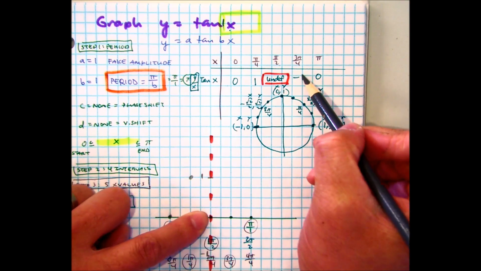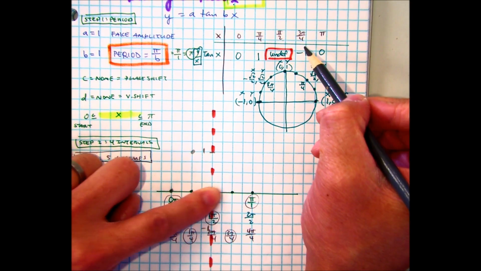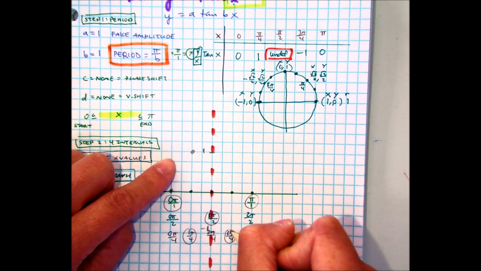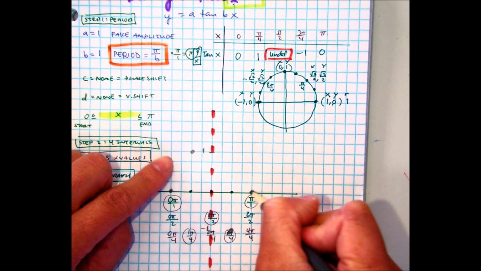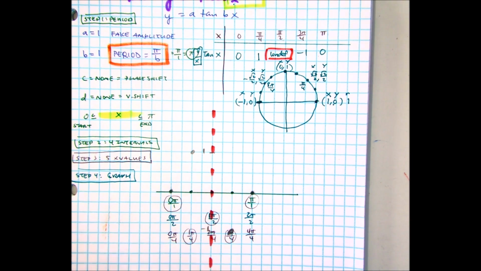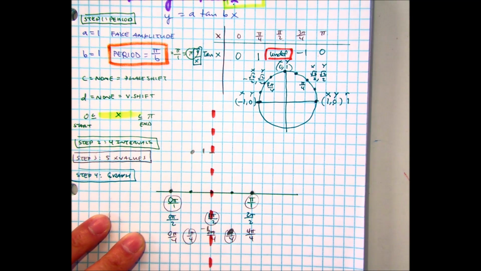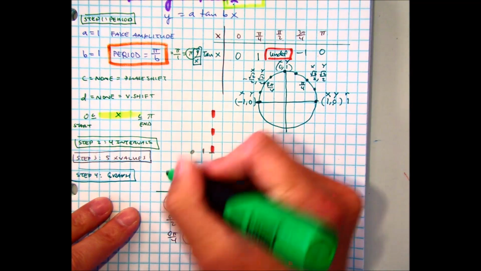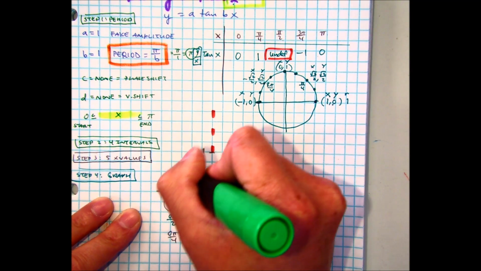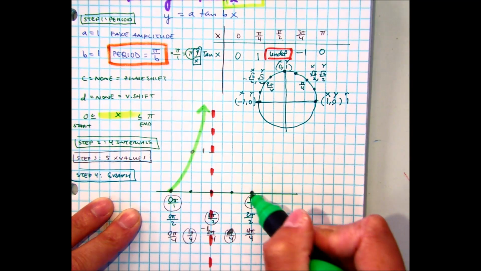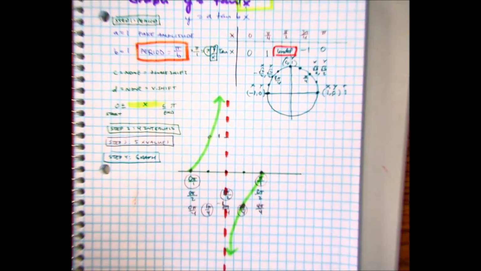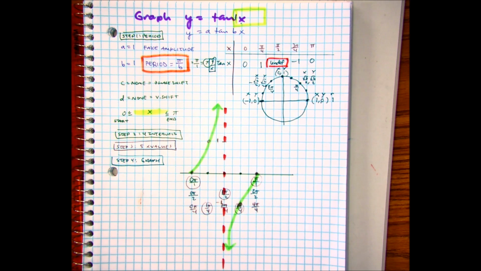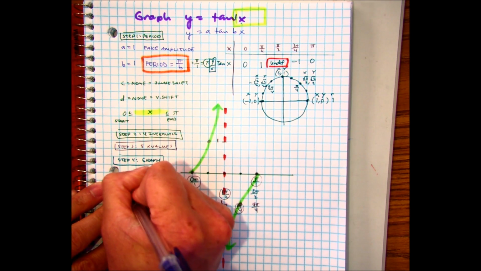Pi over 2 is undefined. 3 pi over 4 is negative 1. So here I'm going to go down to negative 1. And at pi, I have 0. Let me draw the graph for you. Now the graph looks kind of funny. So we're going to do step number 5, which is more.